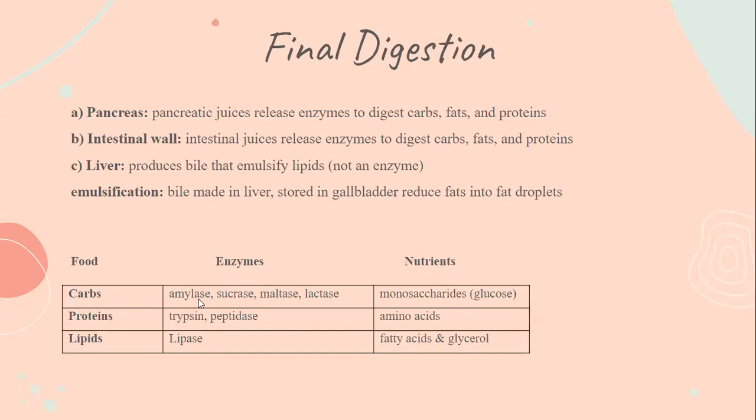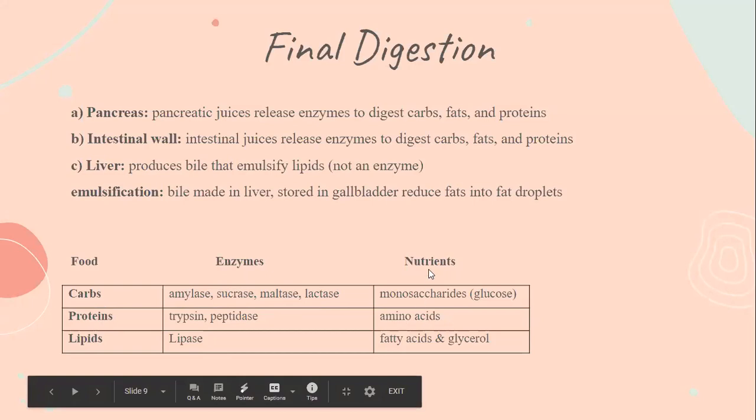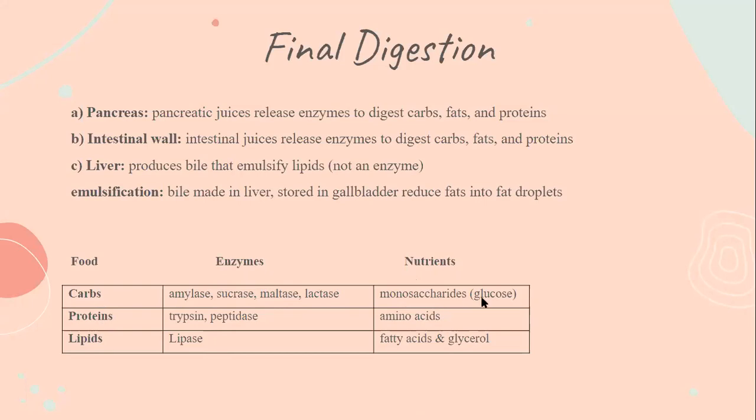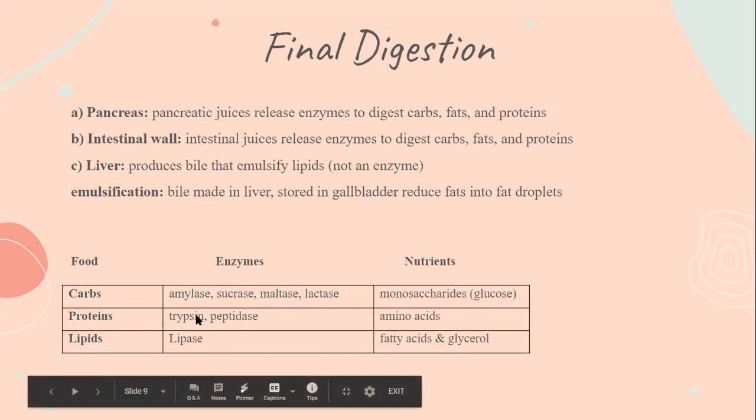To break down carbs, you need amylase, sucrase, maltase, and lactase. Just remember, if you see anything that ends in -ase, that's an enzyme that helps break down something. The nutrients you get from carbs are called monosaccharides, which are the most basic type of sugar, also called glucose. To break down proteins, you need trypsin and peptidases, and the nutrients you get from proteins are amino acids. And for lipids, you need lipase, and the nutrients you get from that are fatty acids and glycerol. So that's a chart to break down everything for you.